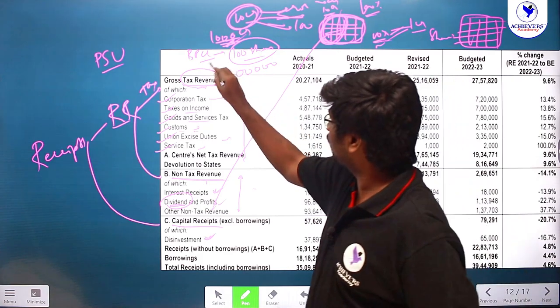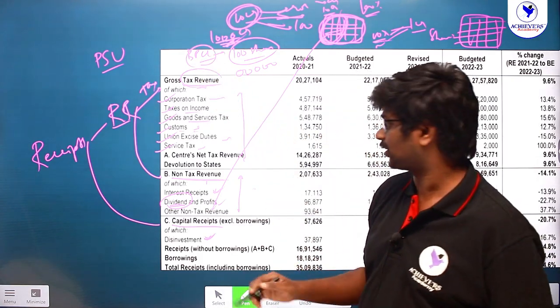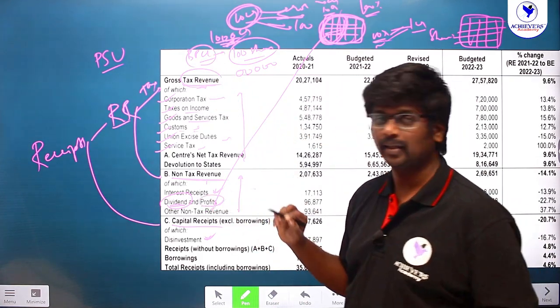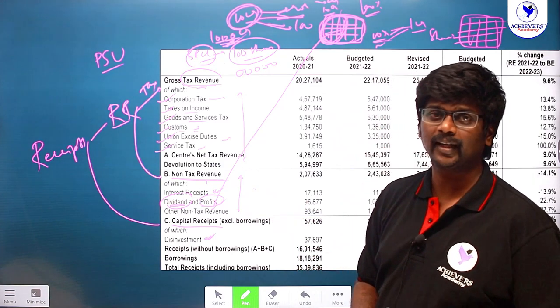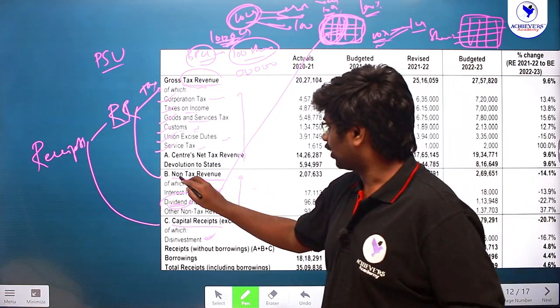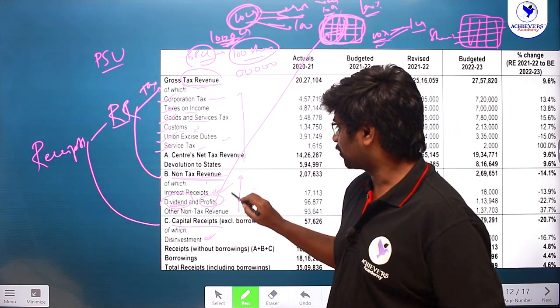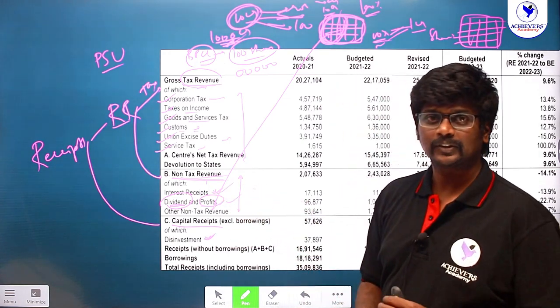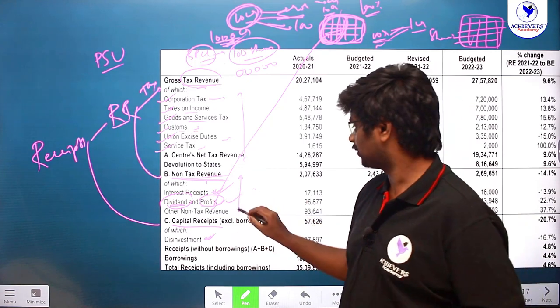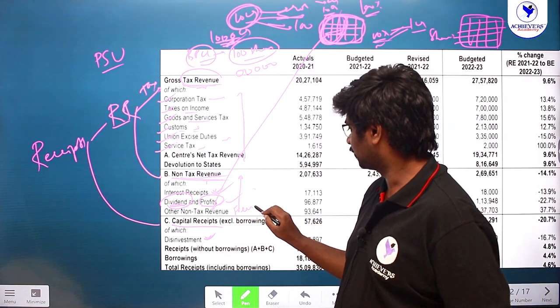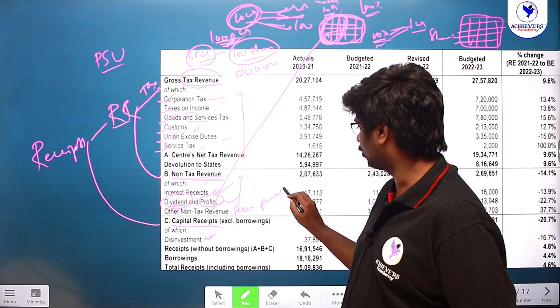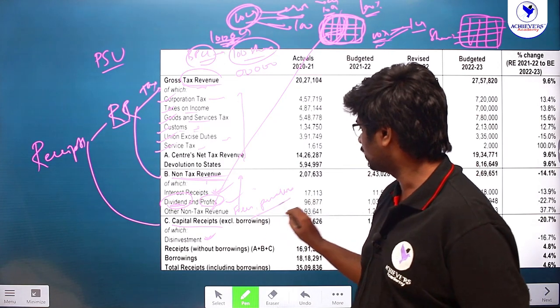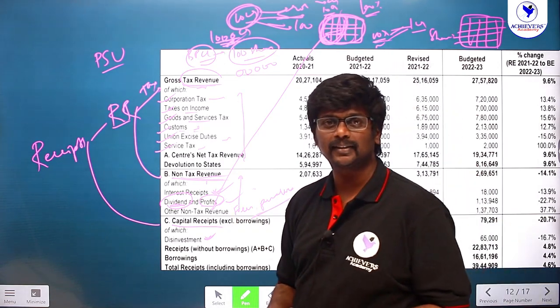Similarly, the companies which earn profits, that would be given to the government as well. So non-tax revenue lo interest receipts, dividends and profits vastai. Other than that, fees and penalties which the government levies, okay, come under non-tax revenue.